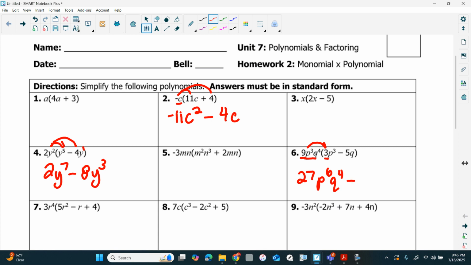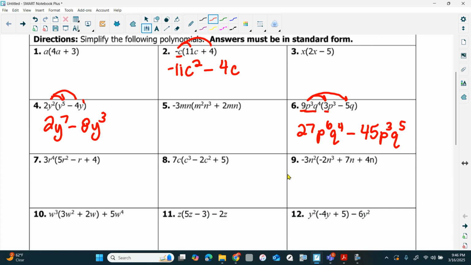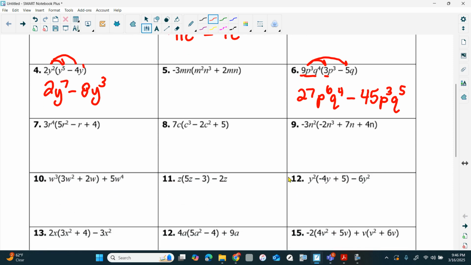Then we're going to have minus, when I distribute the monomial, the term outside the parentheses to inside, this would be a negative 45. There wasn't a p to the 3rd, and now this is q to the 5th. Okay, so there's 1 term to 2 terms, then you have 1 to 3 terms.